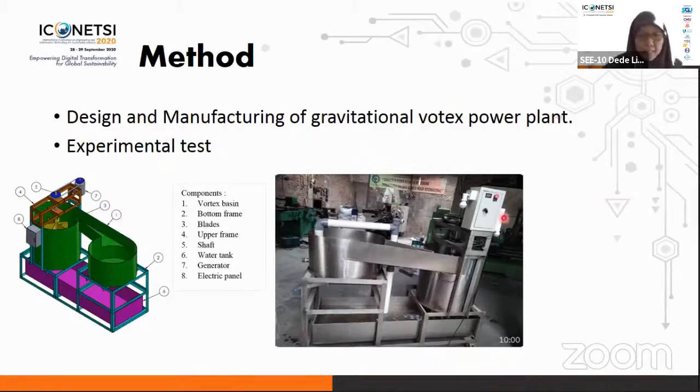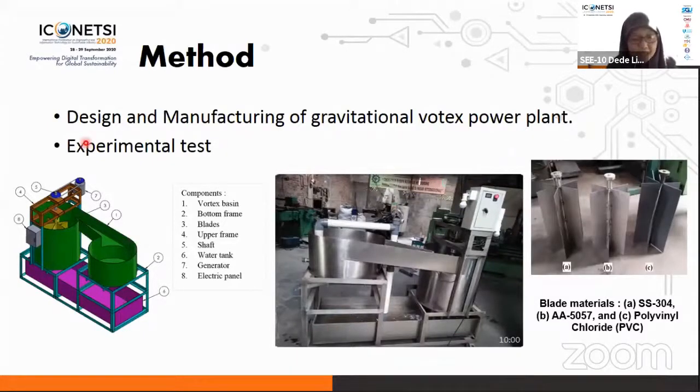The next step was testing the developed gravitational vortex power plant. There were 3 runners tested in the experiments as shown here. It is made from 3 different materials, which is stainless steel 304, aluminum alloy 5057, polyvinyl chloride, or PVC.